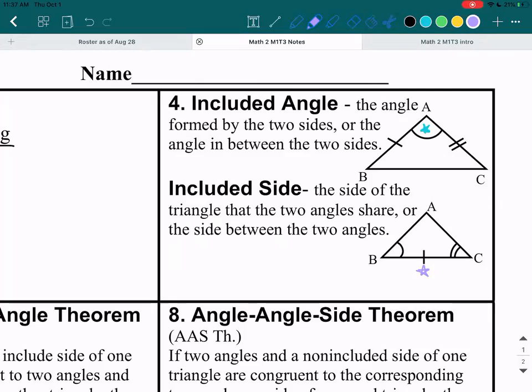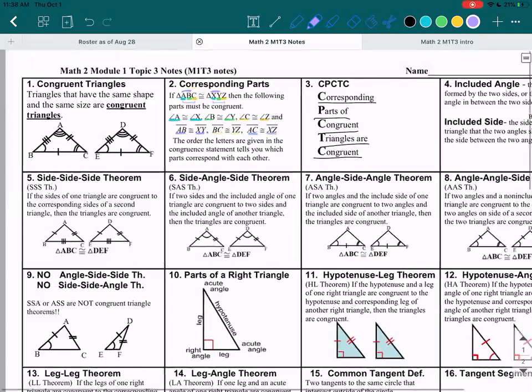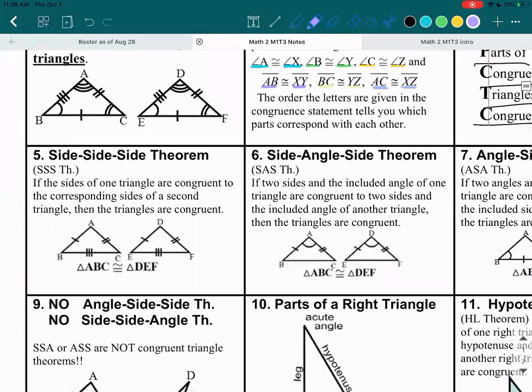Alrighty. So then here are the theorems that we watched in that video. If you missed the video because of internet issues or whatever happened, it's okay. It's posted on the Google Classroom. You just need to watch it later on today.